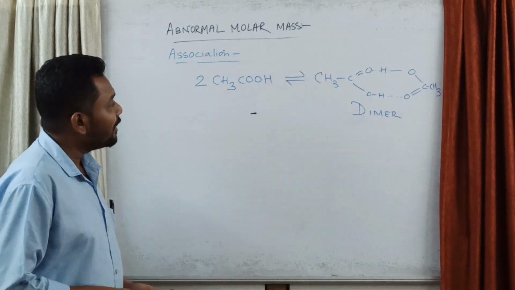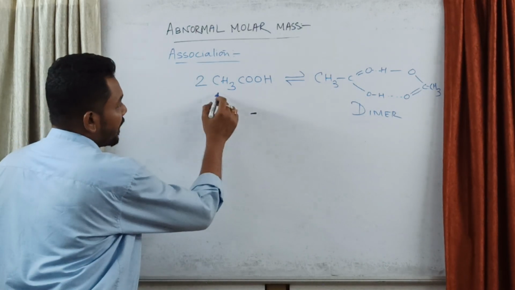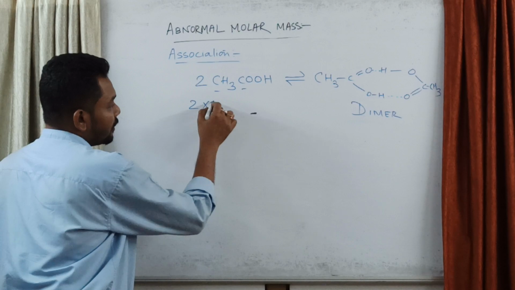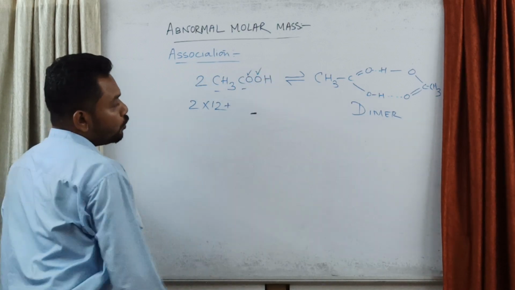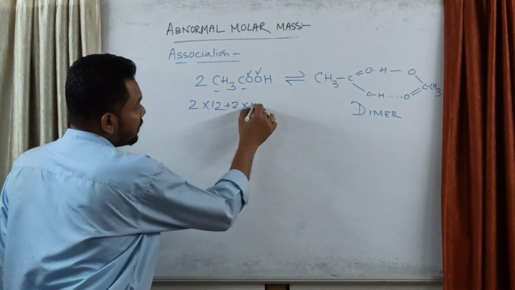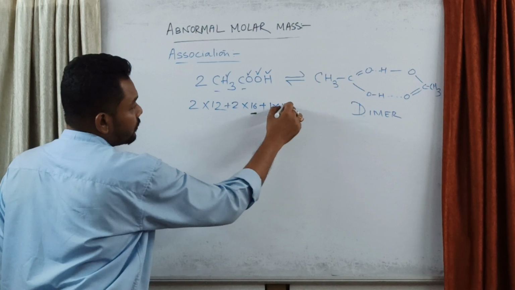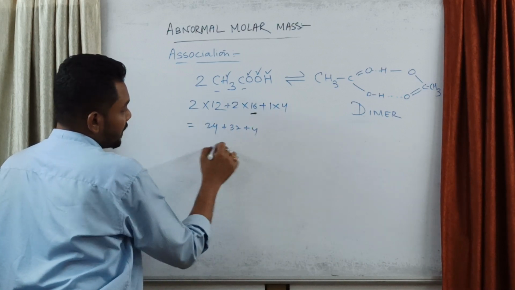Why abnormal? When you are thinking about only one acetic acid, what is the molar mass of acetic acid? How many carbons are there? 2. So what is the carbon contribution? 12, so 2 into 12. How many oxygens are there? 2. One oxygen is 16, so 2 oxygens is 2 into 16. Plus how many hydrogens are there? 3 and 1, that is 4. So 1 into 4. So 24 plus 32 plus 4. So that value is 60.